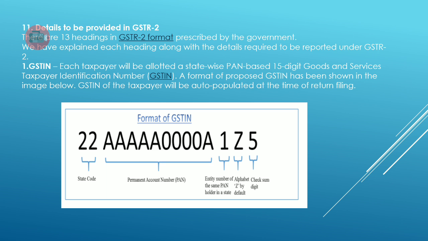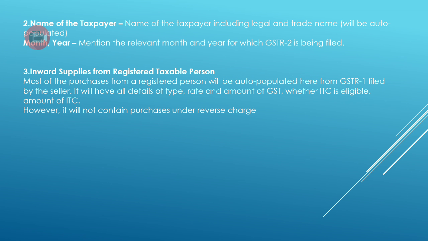This is the format of GSTN number. And now the name of the taxpayer, including legal and trade name, will be auto-populated. Month and year: mention the relevant month and year for which GSTR-2 is filed.